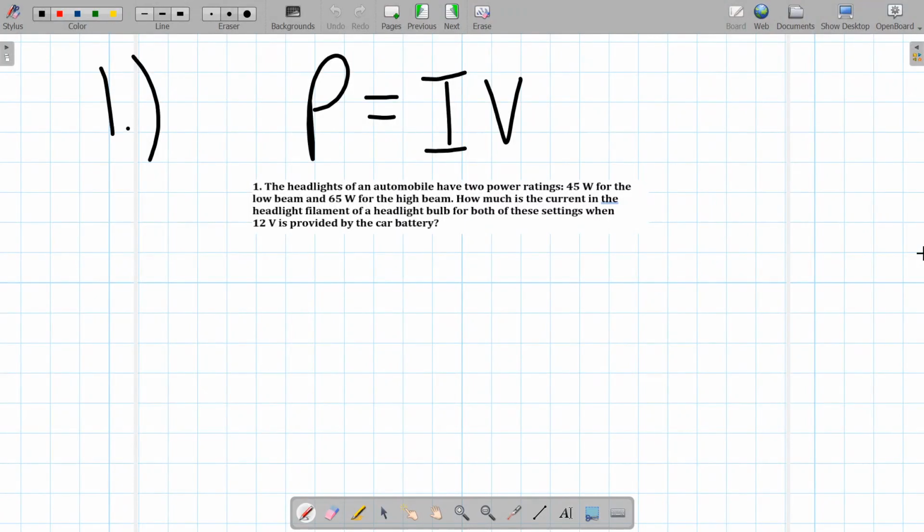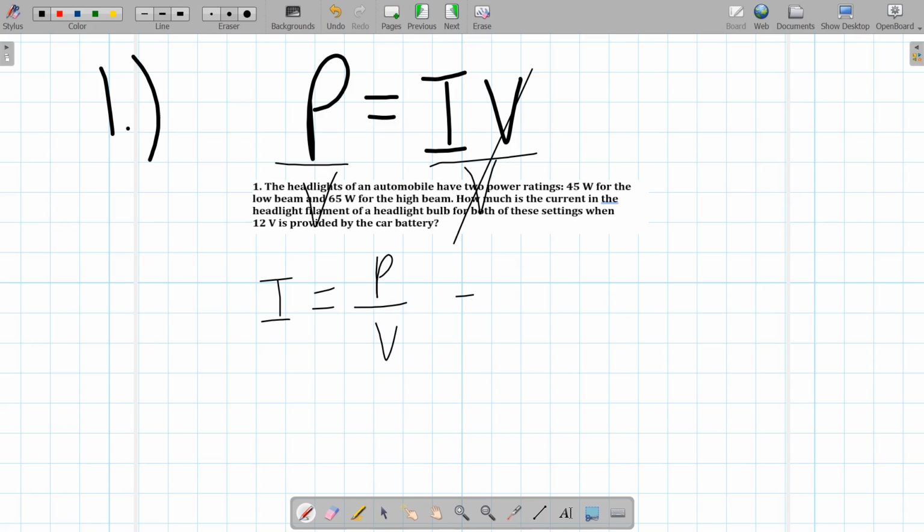Number 1 says the headlight of an automobile has 2 power ratings, 45 watts for the low beam and 65 watts for the high beam. How much is the current in the headlight filament of a headlight bulb for both of these settings when 12 volts is provided by the car battery? So here we want to solve for current. In order to rearrange this equation, we have to divide it by voltage, and whatever we do to one side, we have to do to the other. So that means current is equal to power divided by voltage.